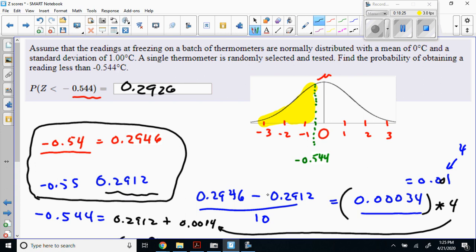All right, assuming that the readings at freezing on a batch of thermometers are normally distributed with a mean of 0 degrees C and a standard deviation of 1 degree C, what's the probability of reading less than negative 0.544 C? So it would be 29.26% if you looked at it as a percent, right? So probability. All right, so there's that. So I'll go back and add 4, 5, and 6 back in.